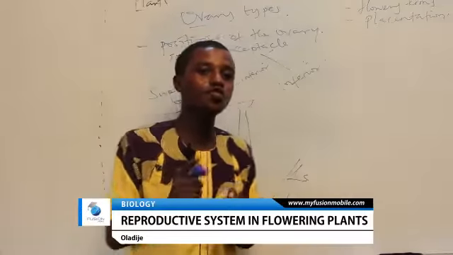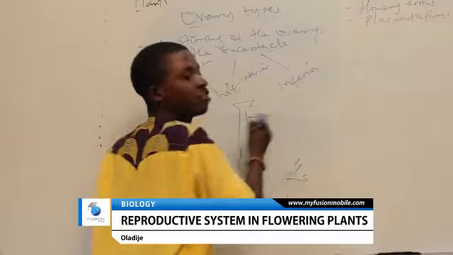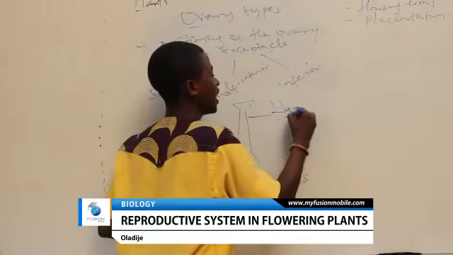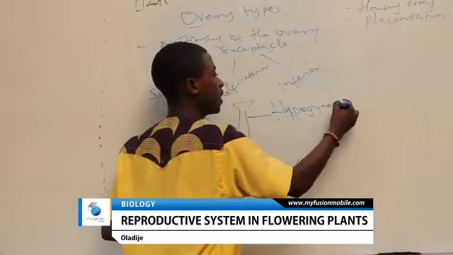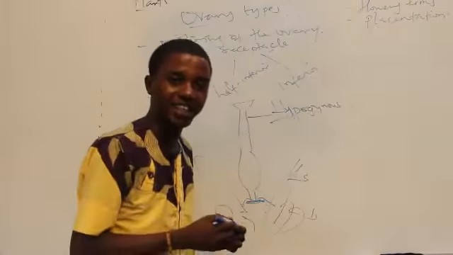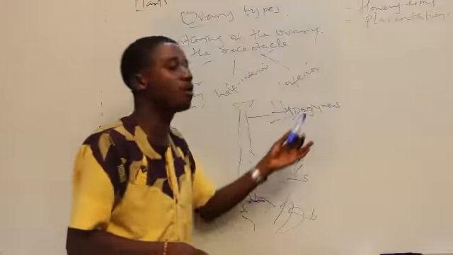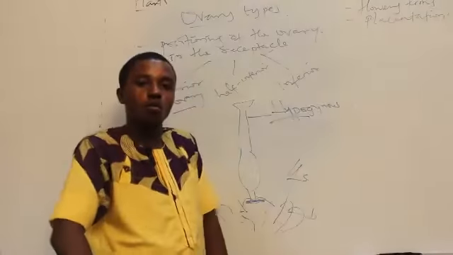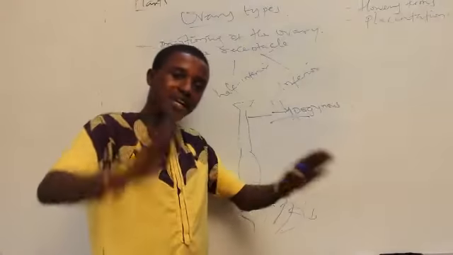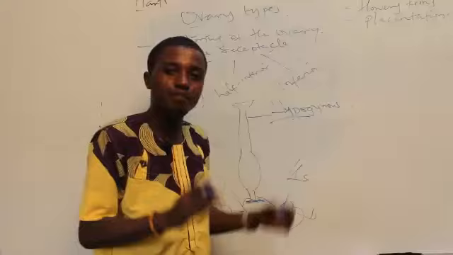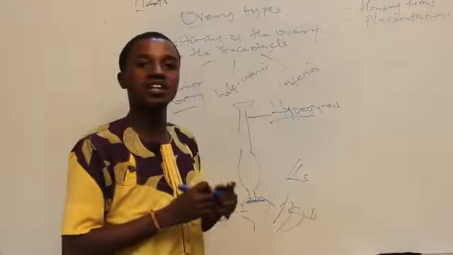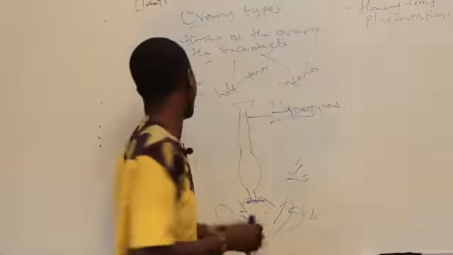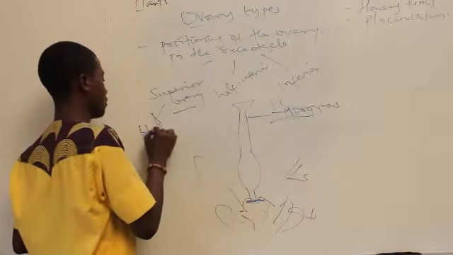So a flower having a superior ovary is said to be what? Anybody? It's said to be hypogynous. A flower having a superior ovary is said to be hypogynous. Hypogynous simply means, the word hypo means low. It means the floral parts are low compared to the position of the ovary. So we call it hypogynous. Don't forget, a superior ovary is a kind of ovary that is placed above other floral parts. A flower having a superior ovary is called a hypogynous flower.